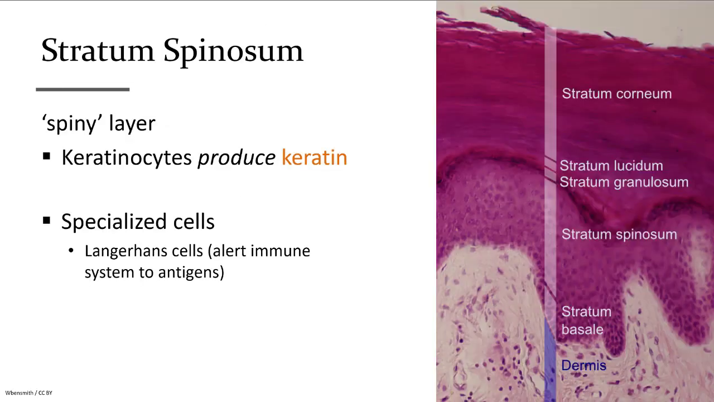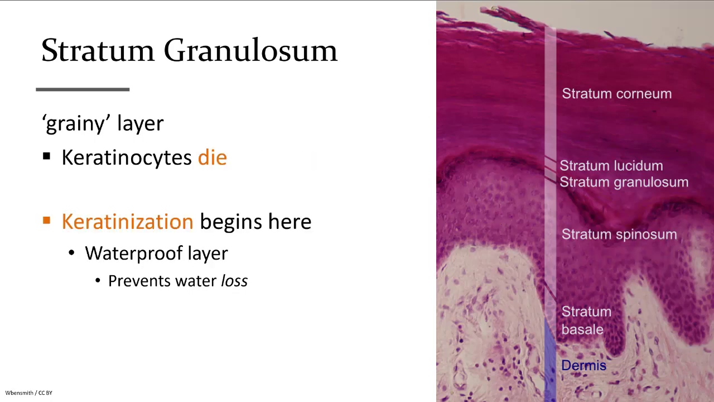Stratum spinosum is where we're actually making keratin. So this second layer from the bottom is going to start making keratin. And in here we also can have some specialized cells that are part of our immune system in case we get a cut and some antigens come in. It's a way for our body to be alerted if anything's entering our body.